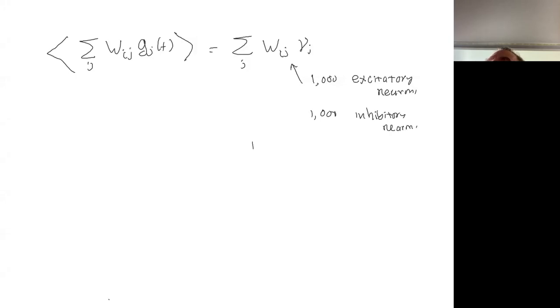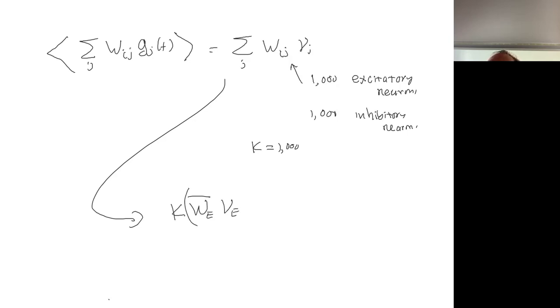So if we let K equal 1,000, the average connectivity, this term is about equal to K times W_E bar, nu_E bar, plus W_I bar, nu_I bar. Okay, so basically we're assuming that the W's and nu's are uncorrelated.